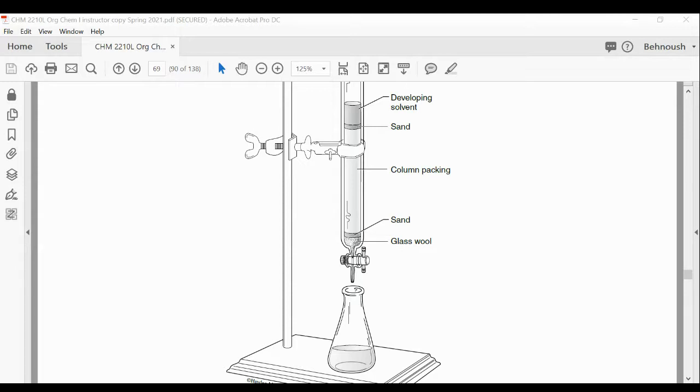Okay, we have the glass wool, then we have the sand. We have two sands. One layer of sand is right over the glass wool, and then another sand is right over the column packing. What's the purpose of using sand over the glass wool?